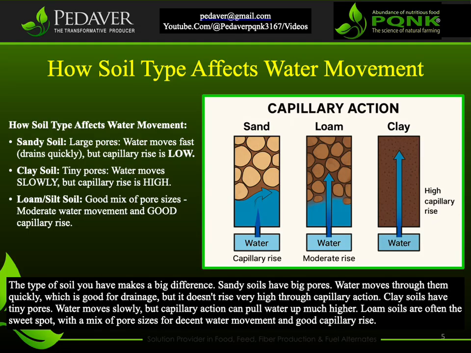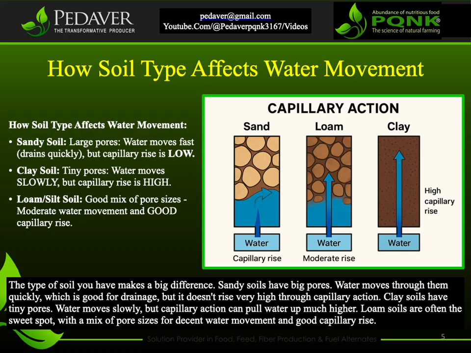How soil type affects water movement. Sandy soil, large pores: water moves fast, drains quickly, but capillary rise is low. Clay soil, tiny pores: water moves slowly, but capillary rise is high. Loam/silt soil, good mix of pore sizes: moderate water movement and good capillary rise.